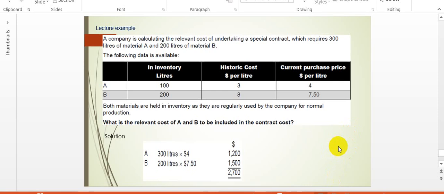You may also be asked to compute the relevant cost of labor. Labor, you look at the capacity. Do you have extra capacity, or are you working at full capacity? If you're working at full capacity, it means for you to undertake the project, then you need to either hire more labor or move the current labor from where they are to the new project.